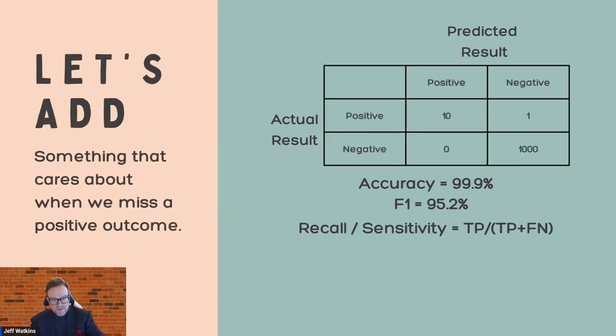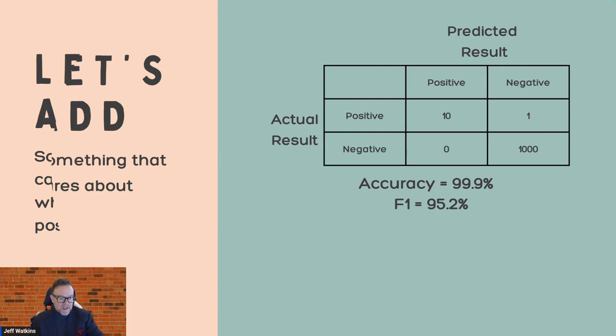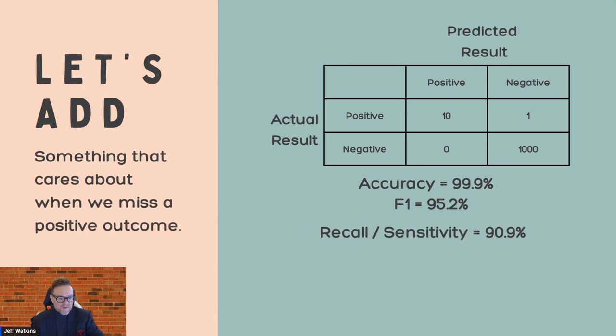Right, so let's add something that does care when we miss a positive outcome by looking at false negatives too. It's called recall, or sometimes sensitivity. As we can see here, with a false negative, our number drops to 90.9%, which is proportional to the positive cases we've attempted to classify.